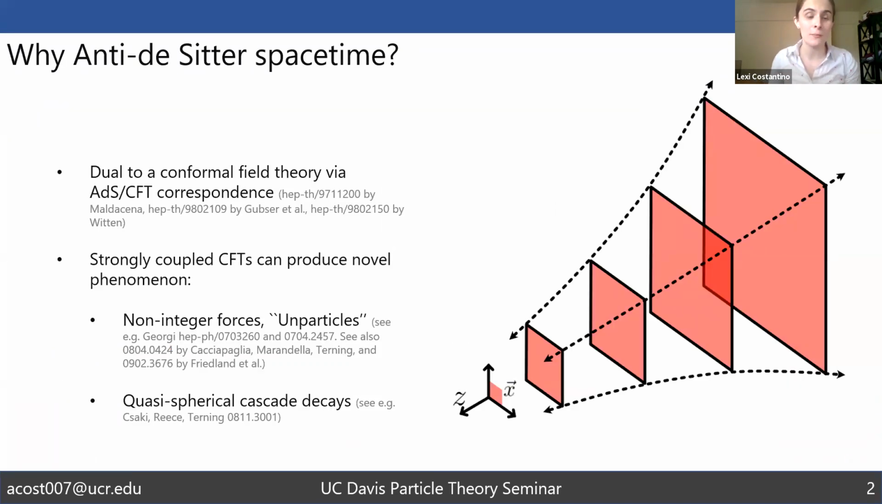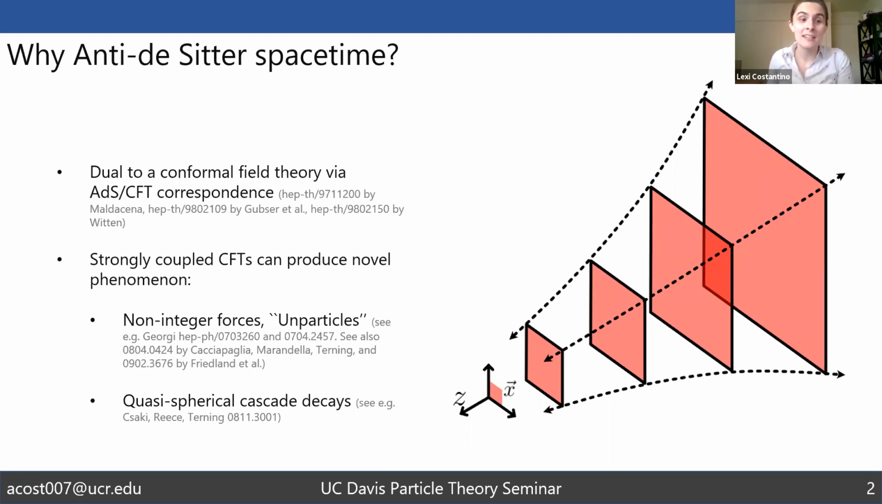Just in case you're not familiar, I'm going to go over some basics in AdS and tell you a little bit about why you might care about stuff that goes on in AdS. About 20 years ago, Maldacena and a few others published some papers showing that models in AdS in 4+1 dimensions are dual to strongly coupled conformal field theories, which are essentially scale invariant theories in 3+1 dimensions.